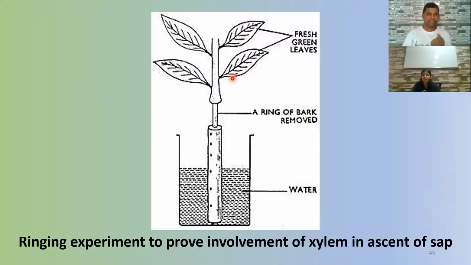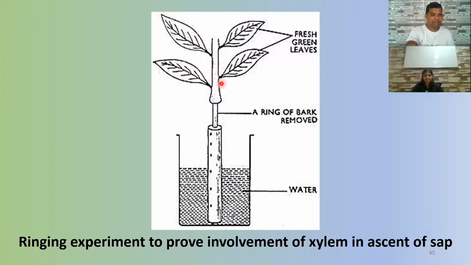The stem is the xylem tissue. So I did not damage the xylem, so conduction is going on. Yes. So this proves that xylem is the one which is involved in the ascent of sap and not the phloem tissue. Phloem has a different role.